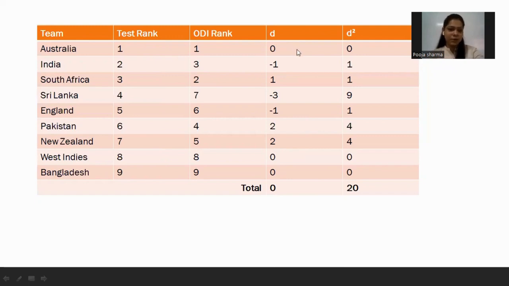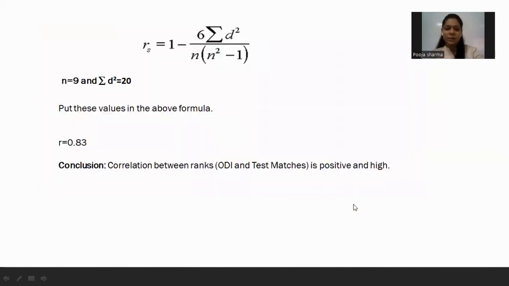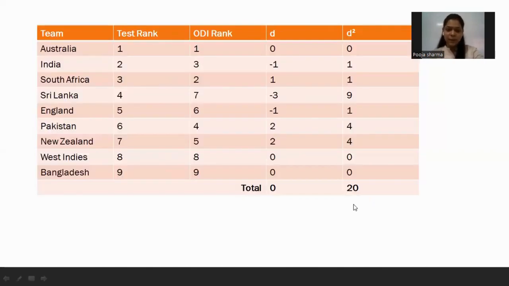For example, for Australia, it is 1 minus 1, which is 0. For India, it is 2 minus 3, which is minus 1. Similarly, we calculate for all 9 teams. Then we want the value of d square, so we square the third column. For example, 0 square is 0, 1 square is 1, 3 into 3 is 9. Similarly, we calculate d square and take the sum of this, which is 20.